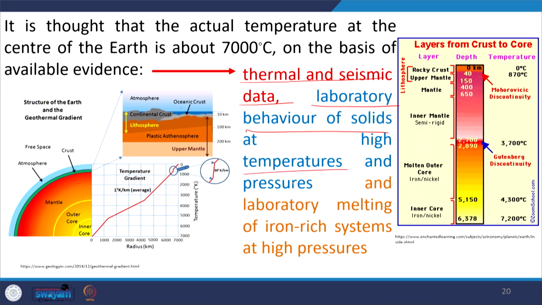Then we have the laboratory behavior of solids at high temperature and pressure. We are experimenting in different laboratories at different temperature and pressure intervals with different rock types, to see what the temperature inside would be depending on the rock types, along with the laboratory melting of iron and nickel rich material. So, all these direct and indirect evidences say that the temperature at the center is around 7000 degrees Celsius.